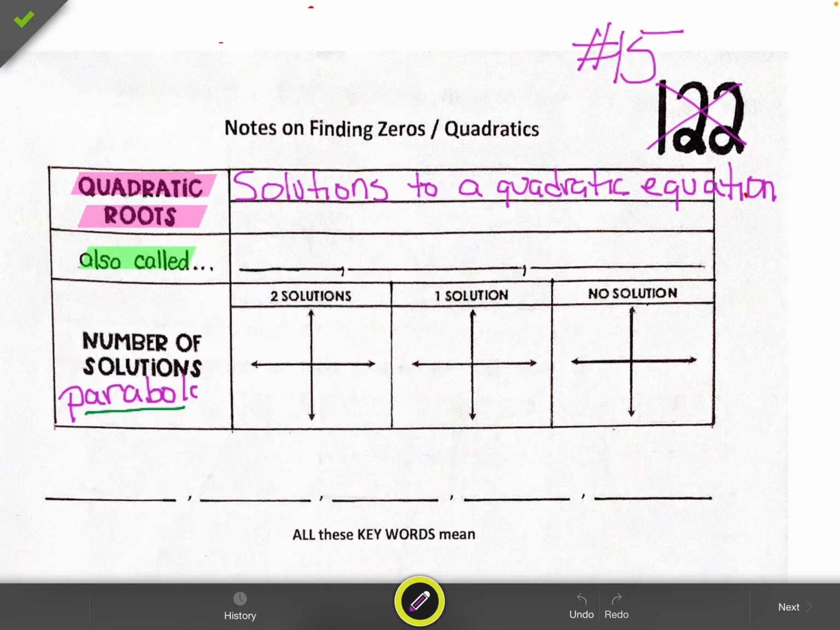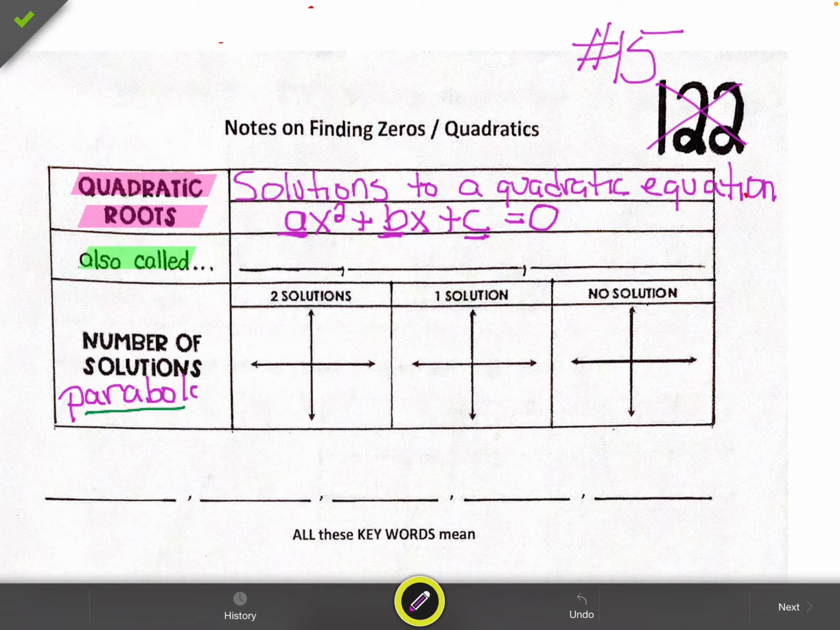Now, the generic quadratic looks like this: ax squared plus bx plus c, where a is a number, b is a number, and c is a number. Now, a quadratic equation, we set it equal to 0, and then we solve for x. And there are actually 3 ways that we can solve for our x with the quadratic.